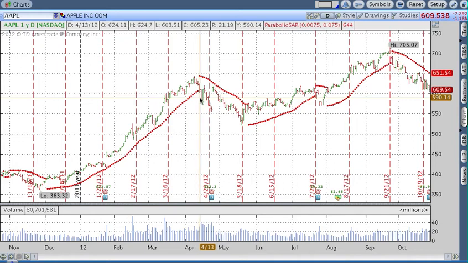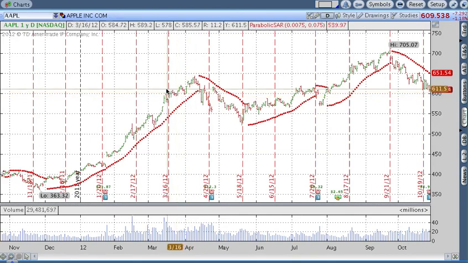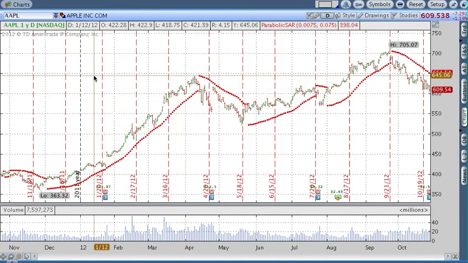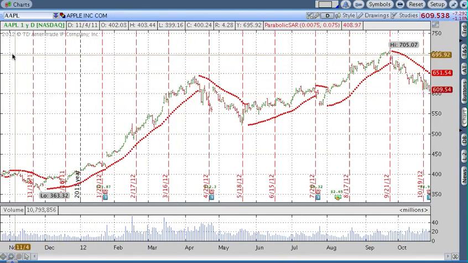So this is the Parabolic SAR, very, very quick tutorial, just kind of introducing what it is. Parabolic SAR again stands for stop and reverse, and that's how you can actually change the sensitivity.